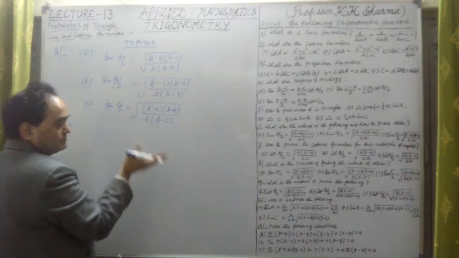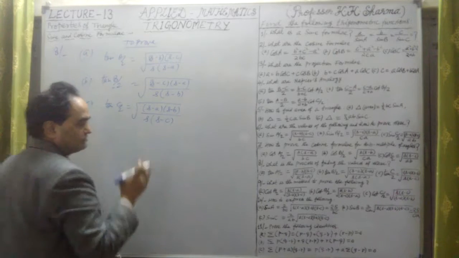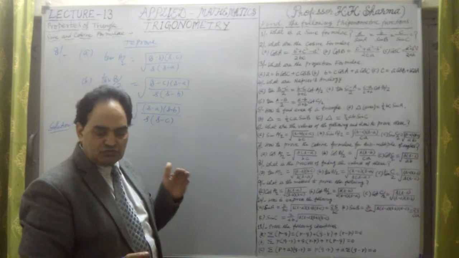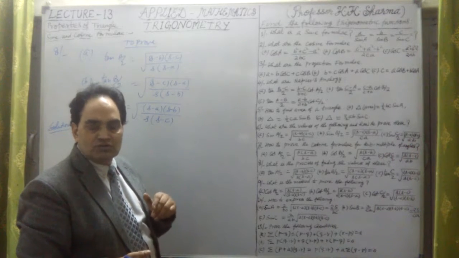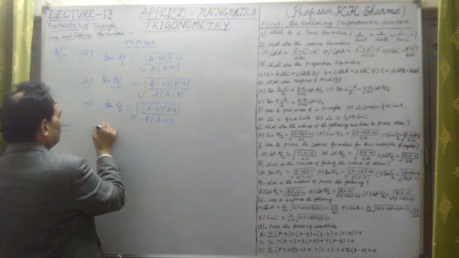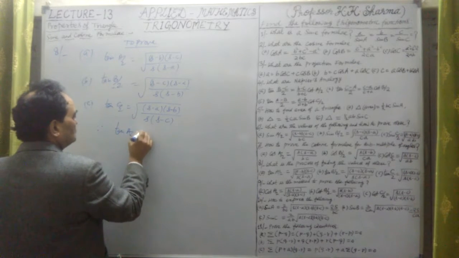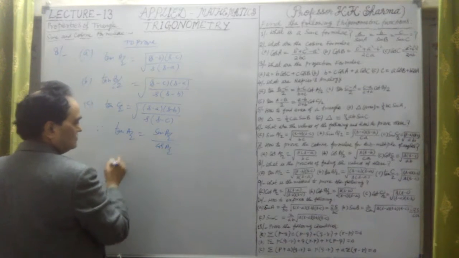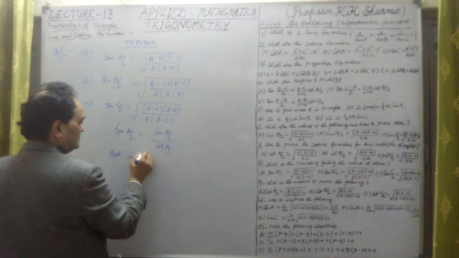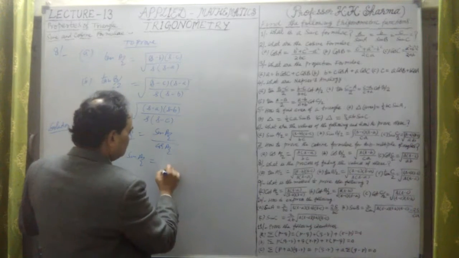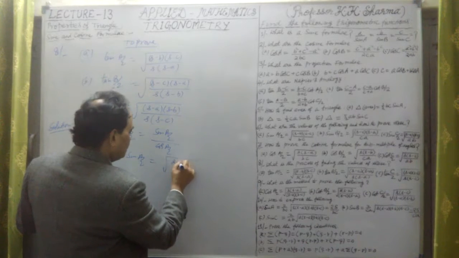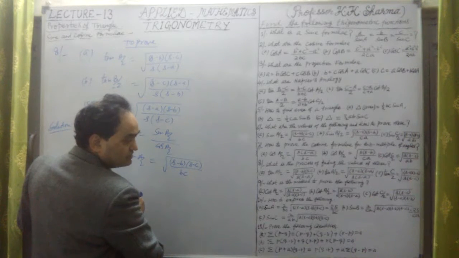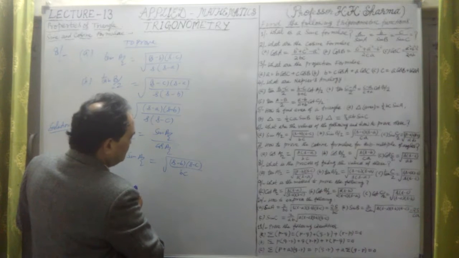To prove all these, we have to apply question number 6 and question number 7 both, because sin A by 2 and cos A by 2 we have already calculated. Substituting those values, since tan A by 2 is equal to sin A by 2 upon cos A by 2. But sin A by 2 is equal to how much? We have just proved here: under root of S minus B into S minus C upon BC. Try to understand, this is the value of sin A by 2.